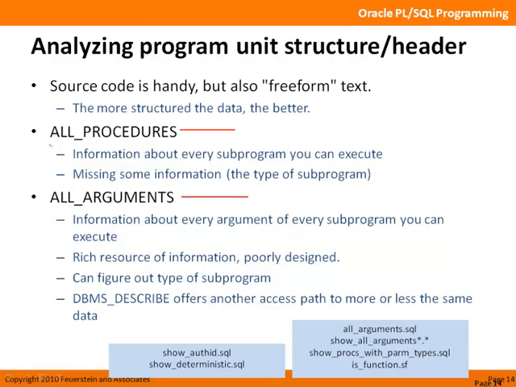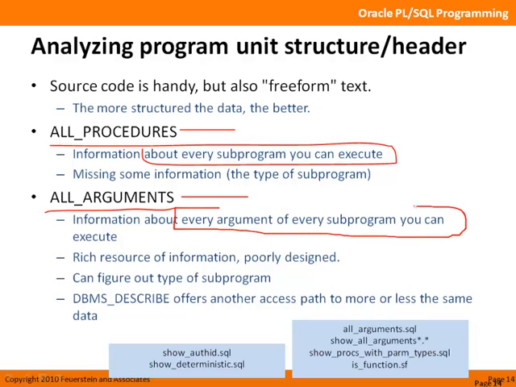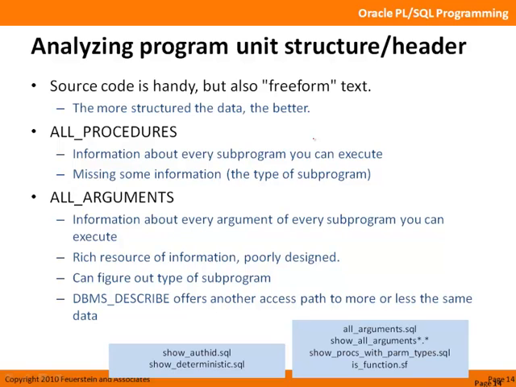For example, ALL_PROCEDURES gives me information about every subprogram I can execute. ALL_ARGUMENTS gives me information about every argument of every subprogram I can execute. So for example, I could say, show me all the programs that have a parameter of type fixed length char, char, or longs, because I want to convert them to lobs. With ALL_PROCEDURES, find all the procedures that are AUTHID CURRENT_USER or AUTHID DEFINER. And check out these different data dictionary views for examples of using or leveraging the data inside these views.